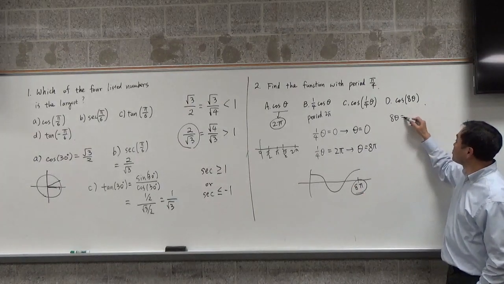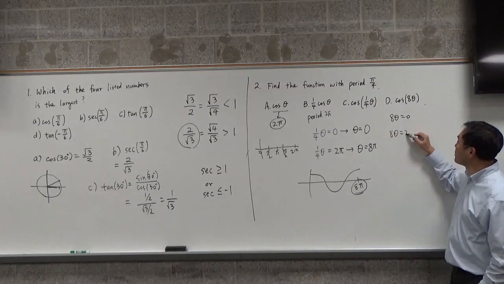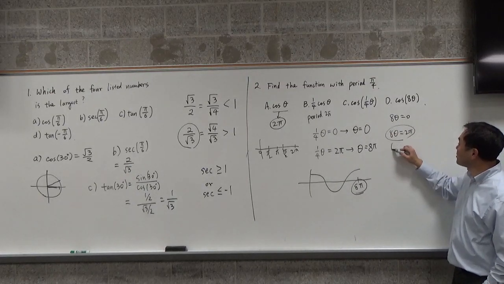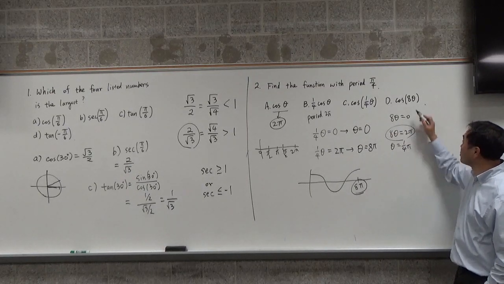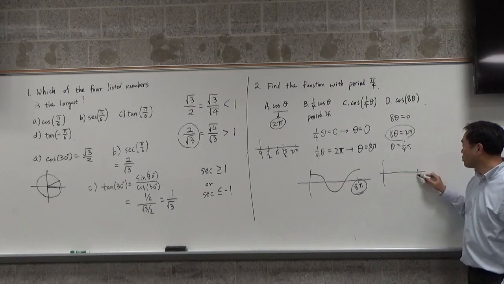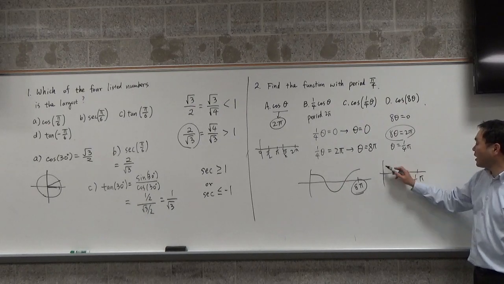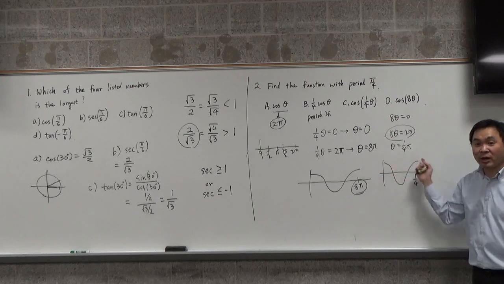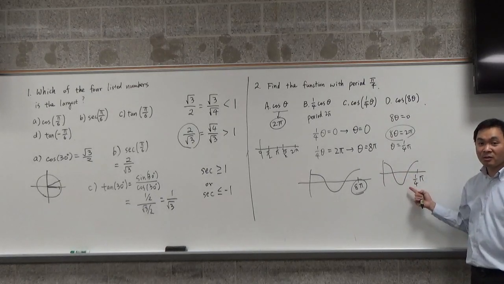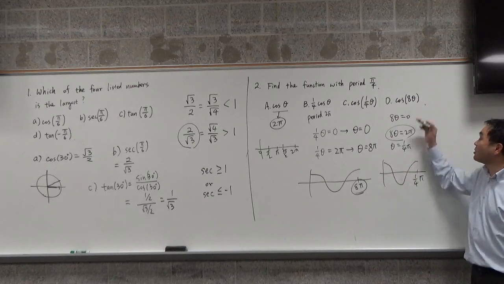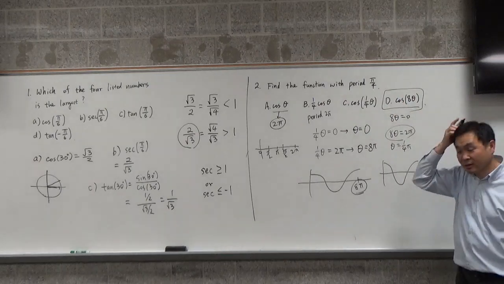Same thing here. 4 theta equals 0, 4 theta equals 2 pi. And if you solve this, you get theta equals 1/2 pi. So this one gives you the same cosine graph. What's the period here? 1/4 pi. So the answer is D.